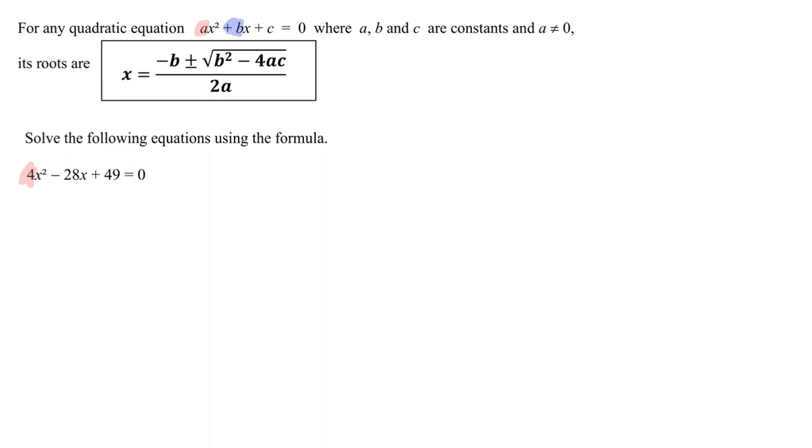B will be the coefficient of x, which is the number in front of x, in this case negative 28. C will be the constant, and so we are going to, A is here, B is here, C is here. Substitute into the formula carefully, and notice that when I substitute into the formula, I usually put a bracket.